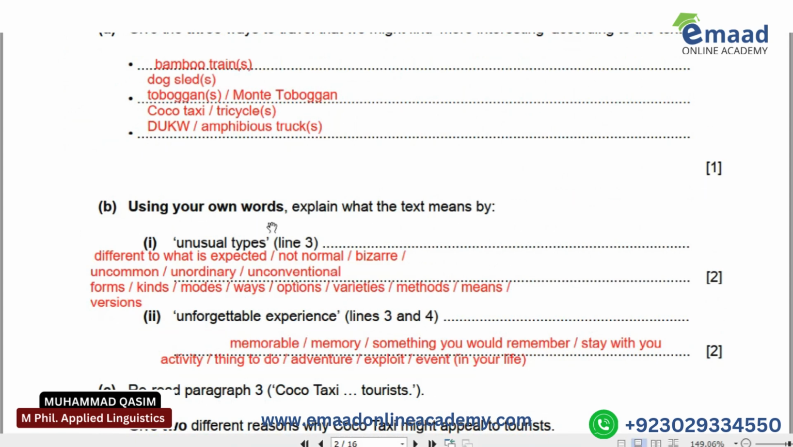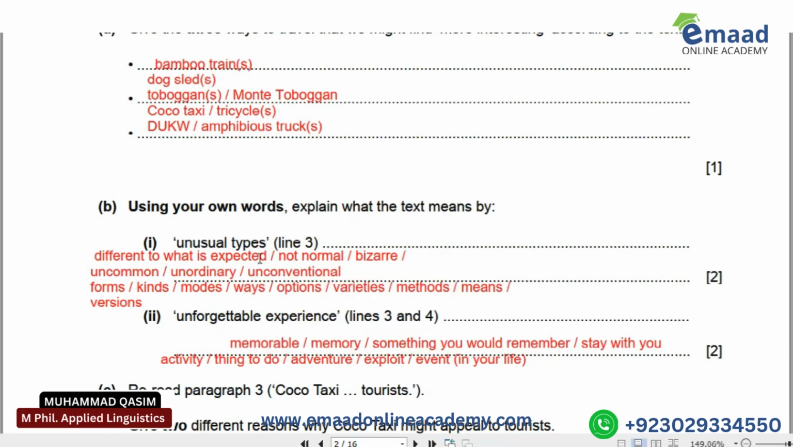Using your own words, explain what the text means by unusual types. You need to give its meaning in such a way that explains both words, the unusual and types. Make sure that you don't repeat the same words. You need to bring the answer in your own words. So it can be like unusual is something different to what is expected. Unusual is something that is not normal.